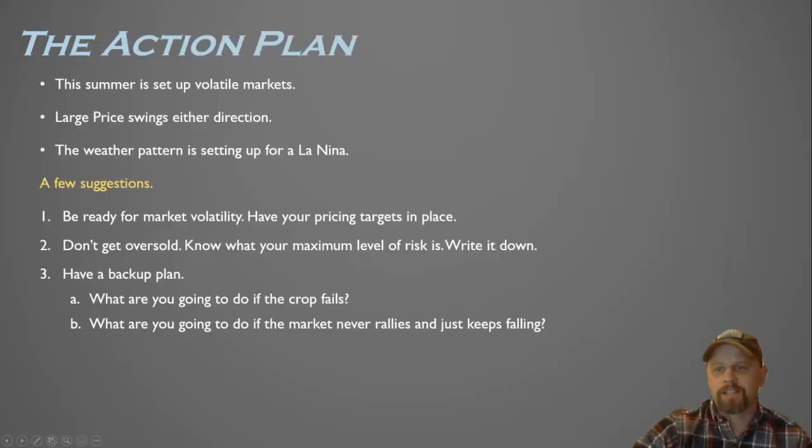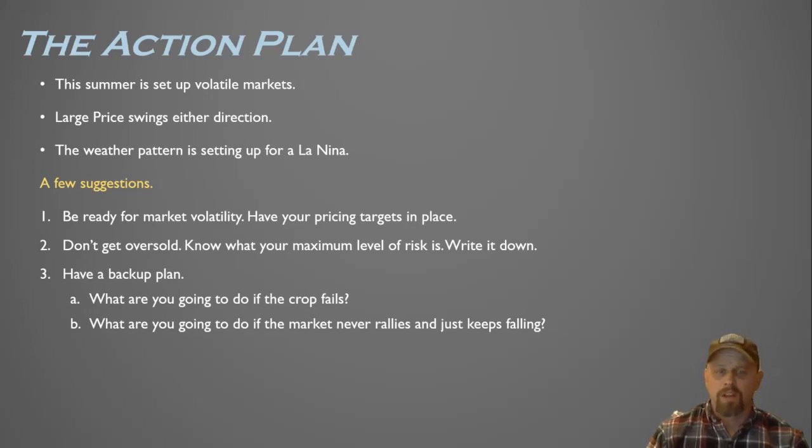So the action plan here, we kind of talked about the 3 different major commodities that we grow out in this area. This summer is set up for some really volatile markets. We know that. It's coming down the pipes. There could be large price swings in either direction. The magnitude of money that has been printed in the whole world is conducive to massive amounts of swings, right? And we also have the weather pattern, La Nina, setting up, and of course we always have politics, right? I mean, who knows how that goes?